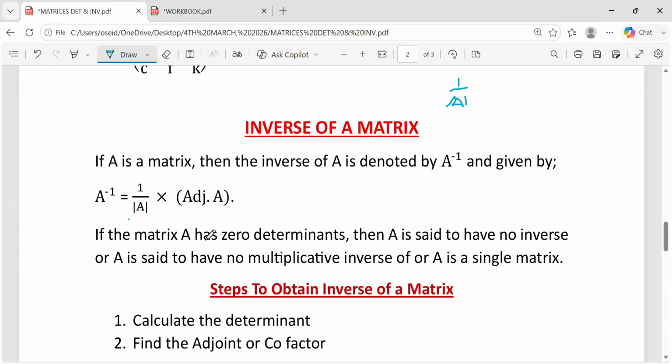And since matrix A has 0 determinant, and in mathematics, any number over 0 is undefined, we will not get an inverse. So they say that there will be no inverse, or the matrix is said to have no multiplicative inverse. Alright. So let's move on.